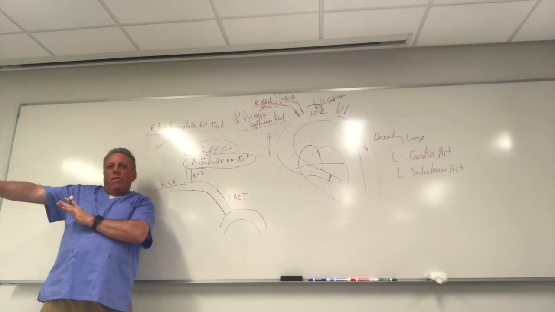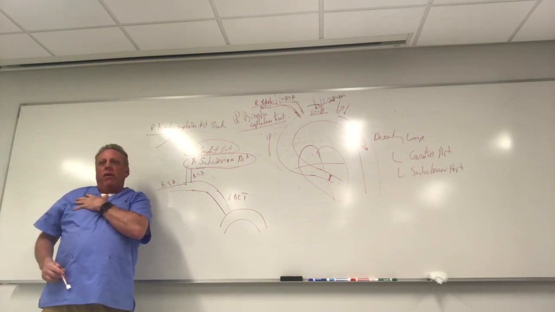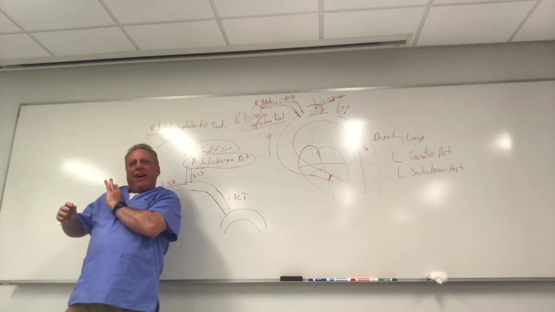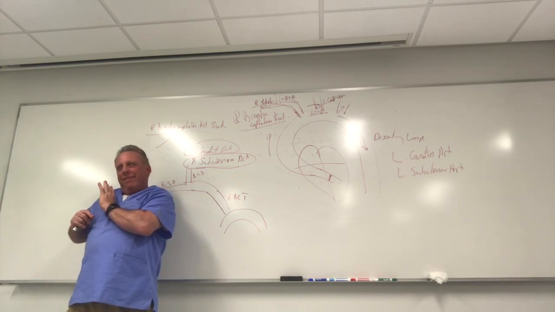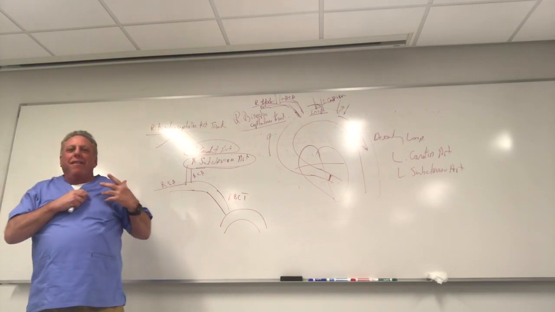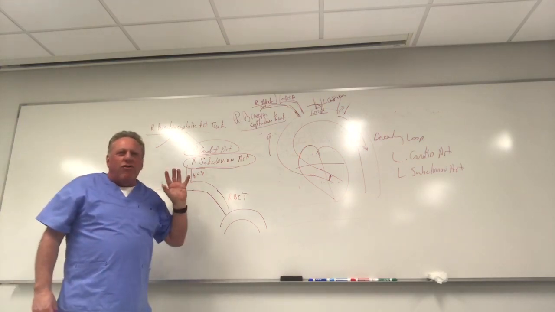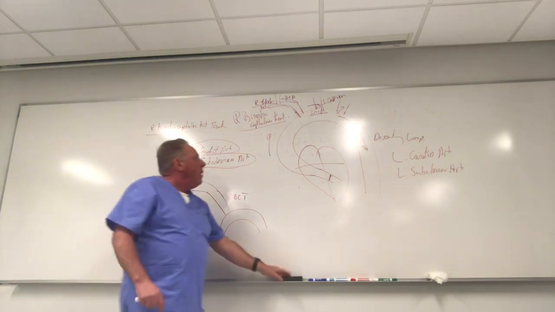Just the right arm? No, the right arm with some of the pectoralis arteries, but it's all about the upper extremities on the right side. These are the upper extremities on the left side. Okay? So you have to just see this picture of the aortic arch.